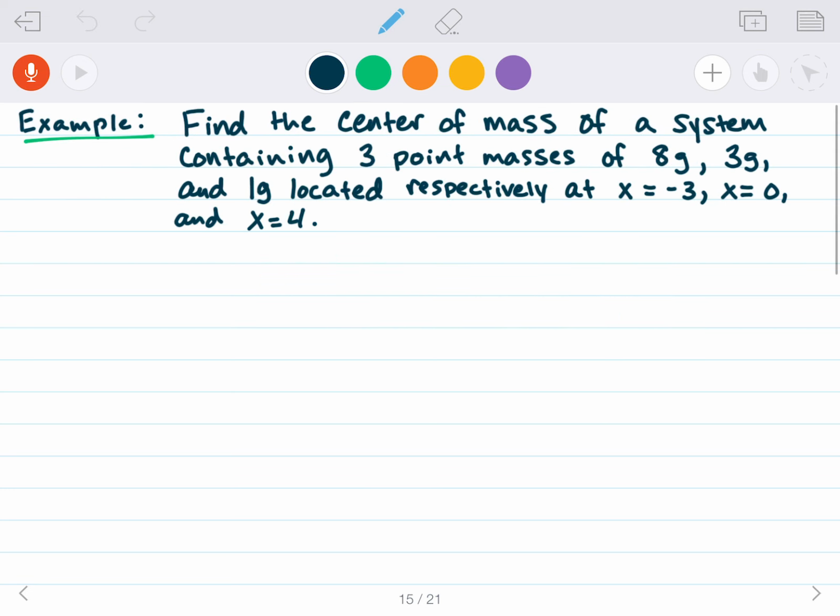All right, so let's do some examples here. Find the center of mass of a system containing 3 point masses of 8 grams, 3 grams, and 1 gram located at the points x equals -3, x equals 0, and x equals 4. Okay, so remember the center of mass is going to be the sum of the moments, which is mass times displacement, over the sum of the masses.